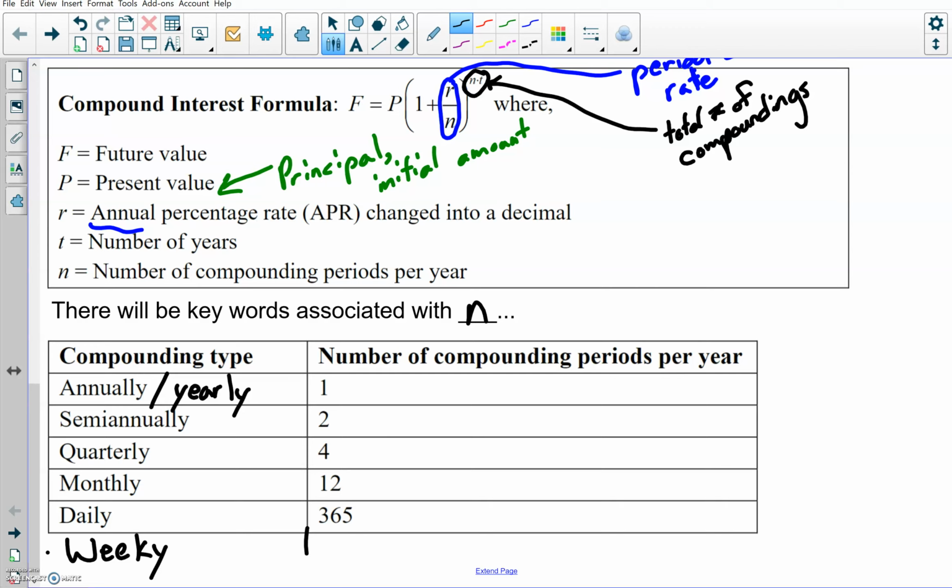Daily is 365. Weekly is 52 weeks in a year. Now, this last one here, or I should say second to last, with the daily, the Banker's Rule, which this book does not use, but if you ever see a Banker's Rule in another class, n equals 360. And I've seen different reasons for why that is. I think the actual reason is it was easier to work with 360 than it was to work with 365 back in the days before calculators were a big thing.